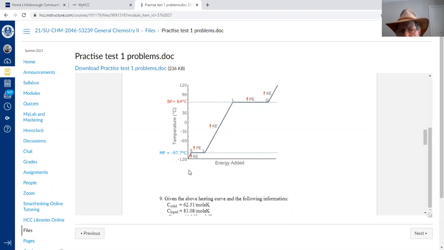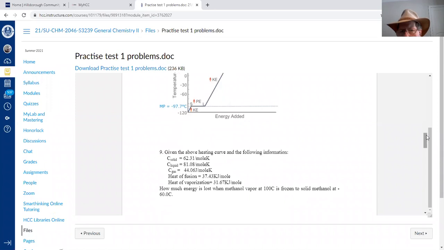A couple of things about this problem are wrong. This label should be grams per Kelvin, not mole. The other thing that's wrong is I did not provide the mass. Just assume it's 50 grams and solve it from there. Okay, Jennifer? Okay, thank you.